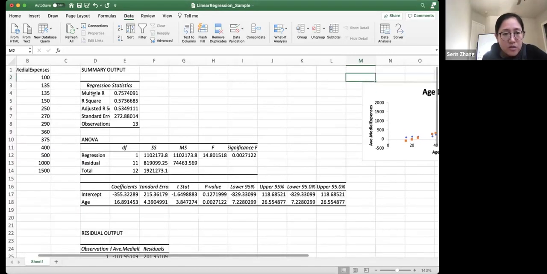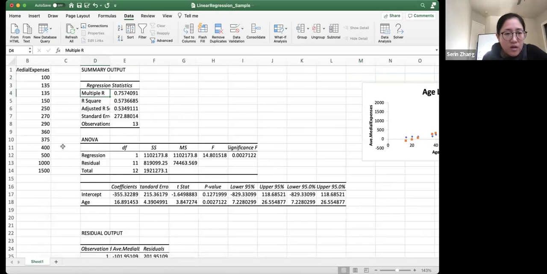So this one, R square, is the coefficient of determination. Okay, that's the percentage of the Y values that can be explained by this model. So it's 0.574. So about 57.4% of the Y values, the medical expenses, can be explained by this model. So it's about 60%. So that's not quite enough.